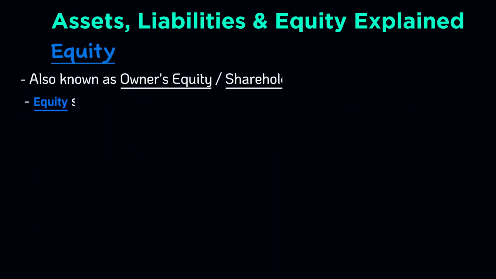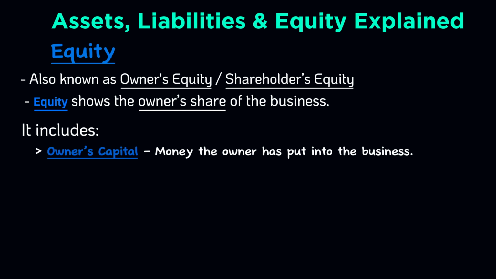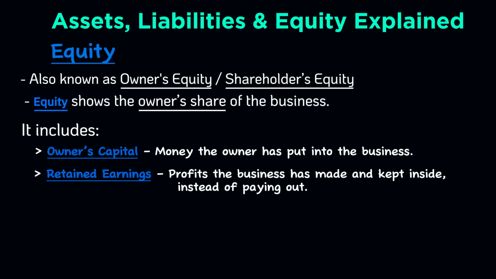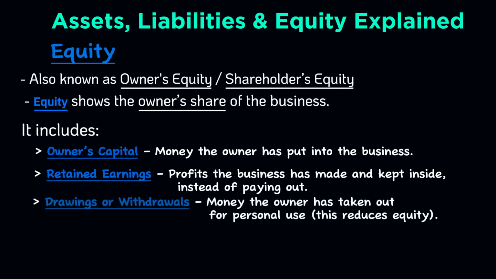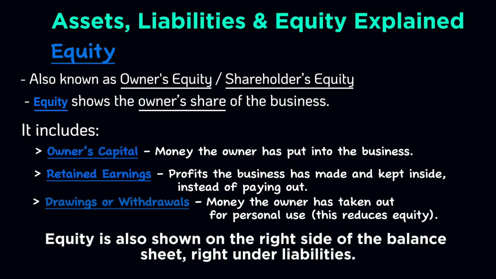Equity shows the owner's share of the business. It includes owner's capital, which is the money the owner has put into the business. Retained earnings are profits the business has made and kept inside instead of paying out. Drawings or withdrawals, which are money the owner has taken out for personal purposes. So equity answers this question. If the business sold all its assets and paid off all its debts, what amount would belong to the owner? Equity is also shown on the right side of the balance sheet, right under liabilities.